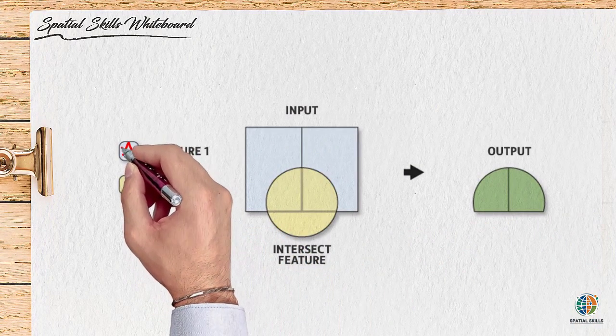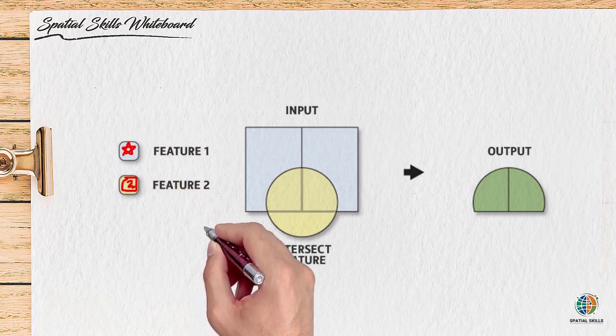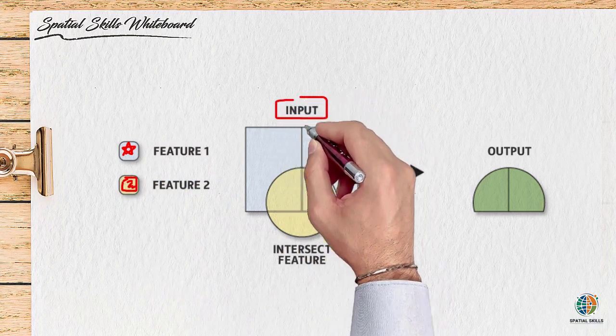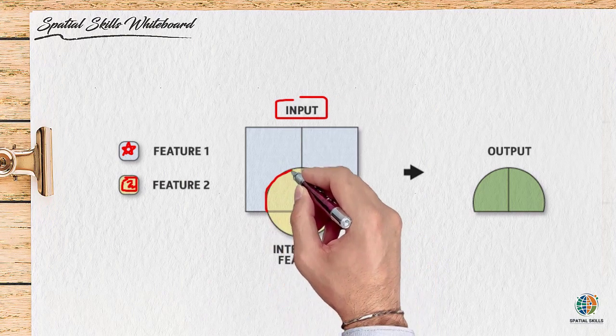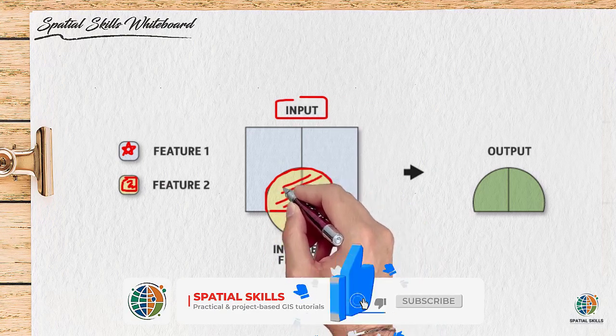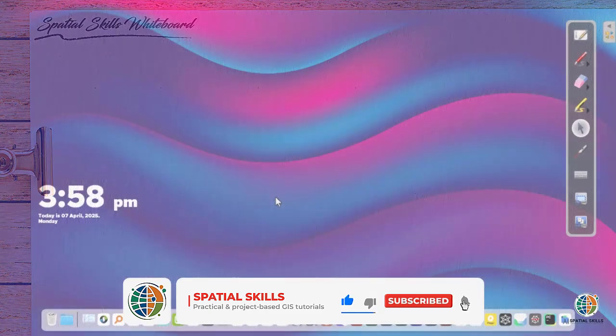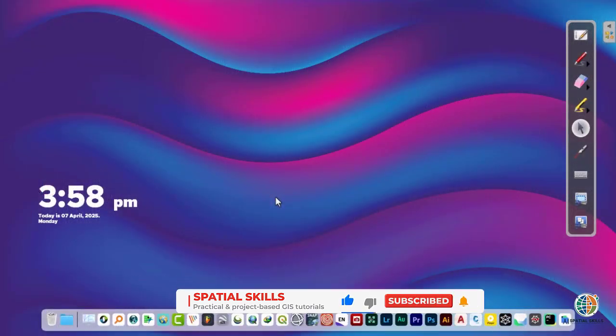Imagine you have a layer of city parks and a layer of noise-polluted areas in this city. Using Intersect, you can determine exactly how much of the parks are exposed to noise pollution, information that's extremely valuable for urban planning and quality of life improvement. Alright, let's dive into how to use this tool.